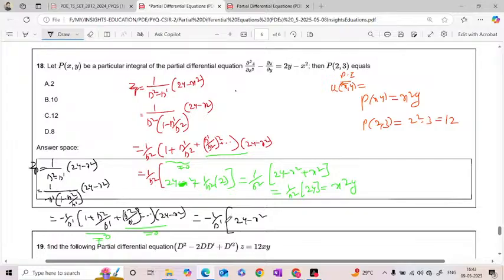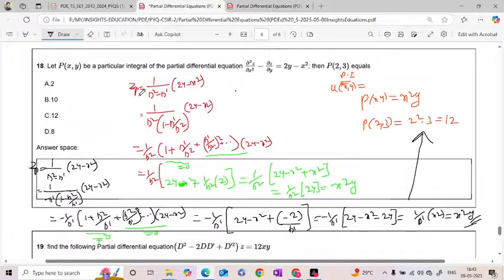After differentiating with respect to x twice, here we will get plus minus 2 only by d dash. After integrating with respect to x twice, minus 1 by d dash, 2y minus x square minus 2y. 2y and y cancel, we will get 1 by d dash into x square. So that means x square into y is our particular integral. But the question is at the point 2 comma 3. At the point 2 comma 3 the value is 12.